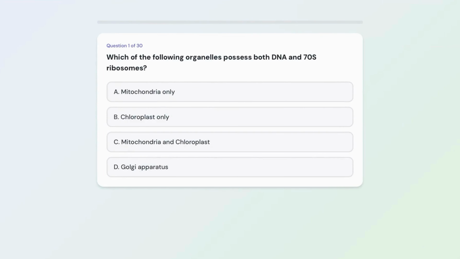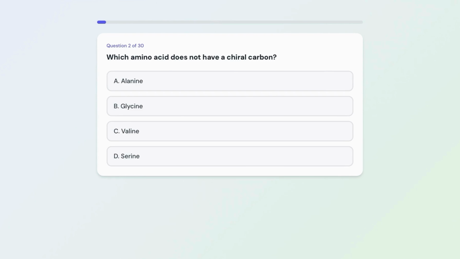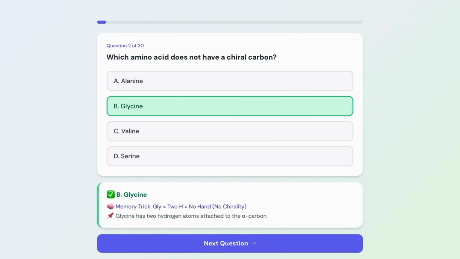Which of the organelles possess both DNA and 70S ribosomes? The answer is mitochondria and chloroplast. Which amino acid does not have a chiral carbon? That is glycine, because glycine has 2 hydrogen atoms attached to 2 different sides of the carbon.